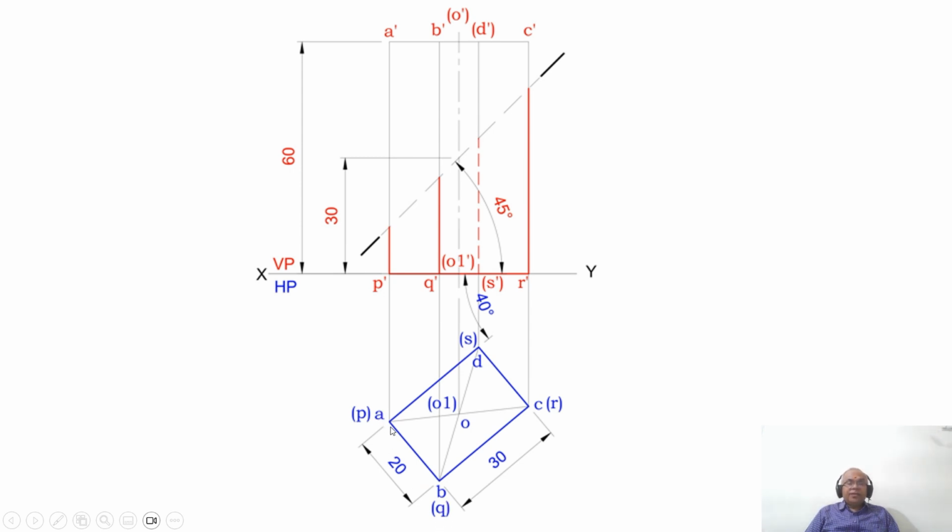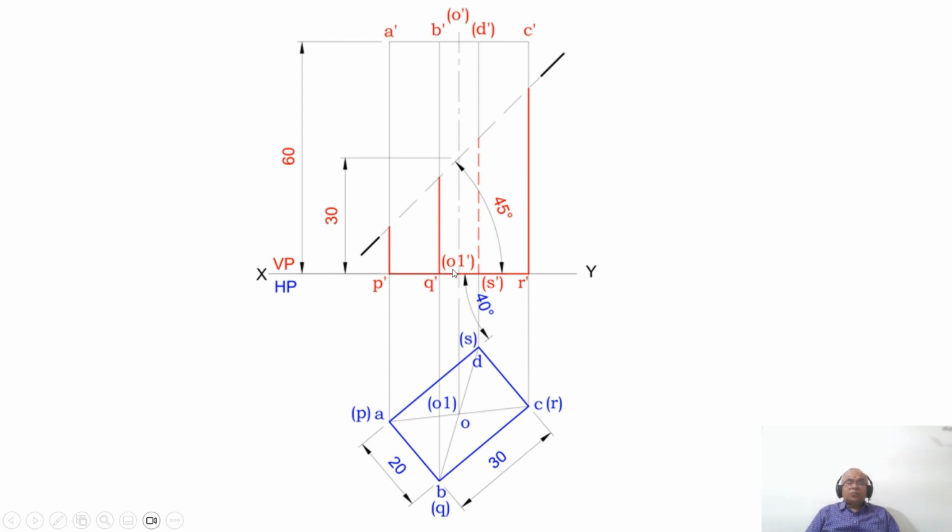As you look from the front view, A, B, C is near to the observer, so A dash, B dash, C dash is visible. D is coinciding with BC, so D dash becomes invisible. And when you look from the front view, O is inside this ABCD, so obviously O dash will be in bracket. Similarly, as you look from the front view, PQR is near to the observer, so P dash, Q dash, R dash is visible. And S is away from the observer, so S dash becomes invisible because it is hidden by the edge QR.